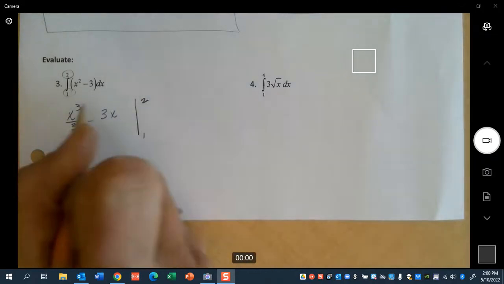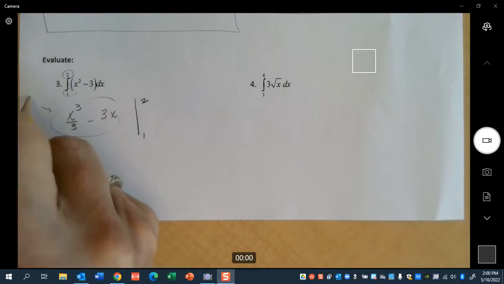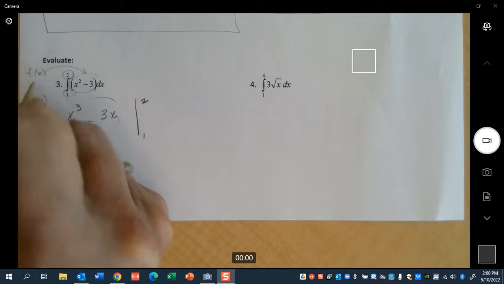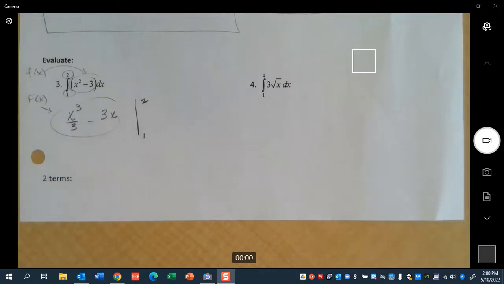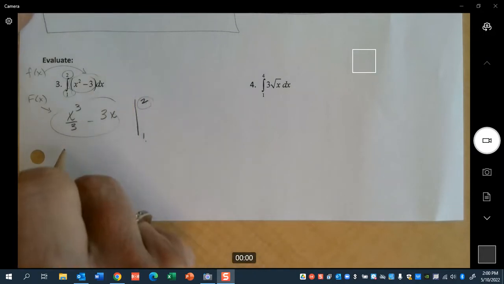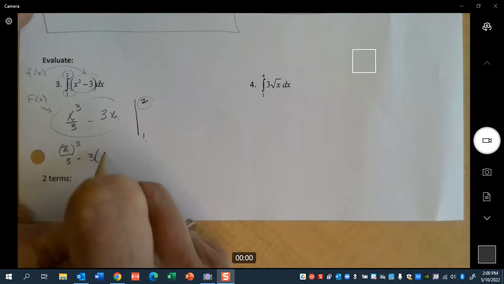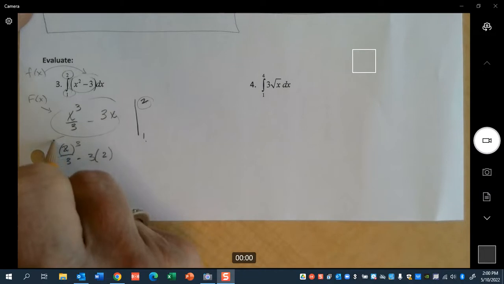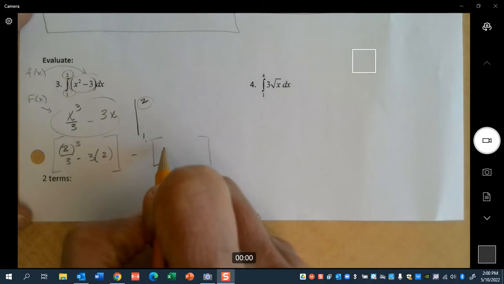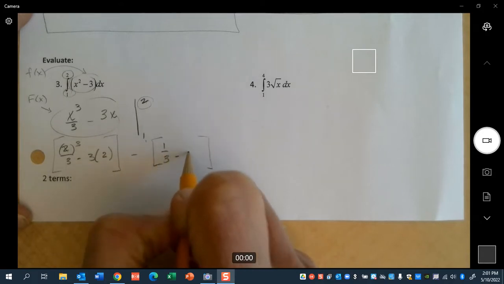And what that says is this here is my capital letter F of x. This here is my derivative of that, my lowercase f of x. So what I'm going to do is find F of b minus F of a. So I'm going to go ahead and plug 2 in first. So that's 2 cubed over 3 minus 3 times 2. That's my F of b, minus, and my F of a is going to be 1 cubed over 3 minus 3.